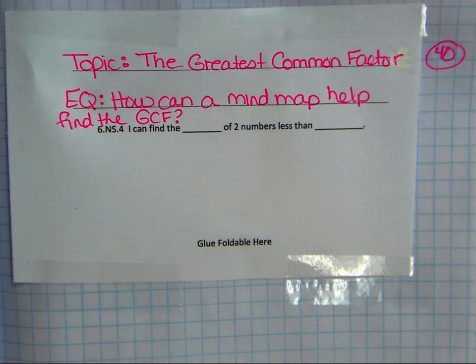Hello, today we're going to be taking notes on finding the greatest common factor. This is an extension of what we did yesterday with prime factorization. Remember that a prime number is a number that is only divisible by 1 and itself, and factors are the numbers that we multiply together to get a product.